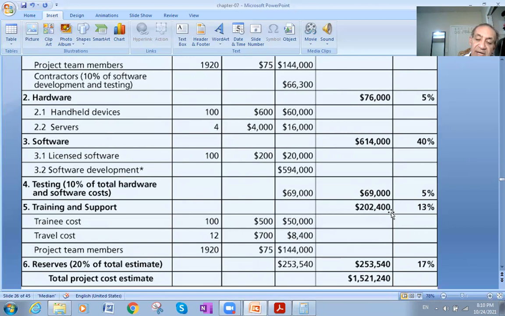202,400. Then again, I will divide this total by 1,521,240. It will give me 13%.